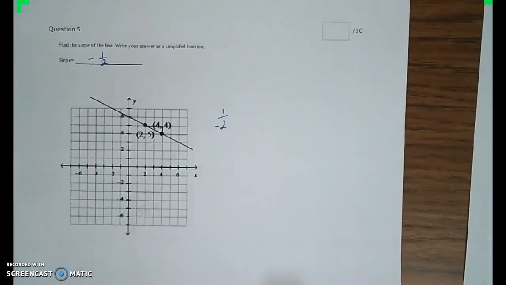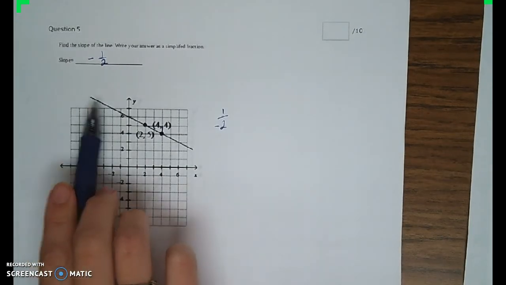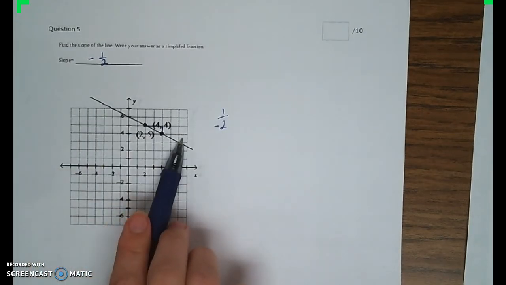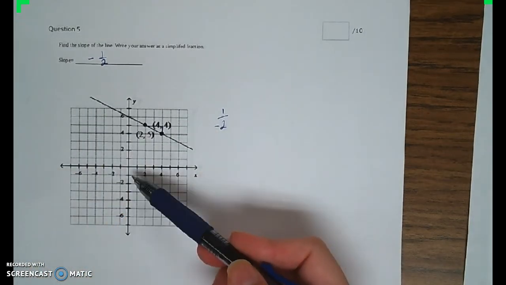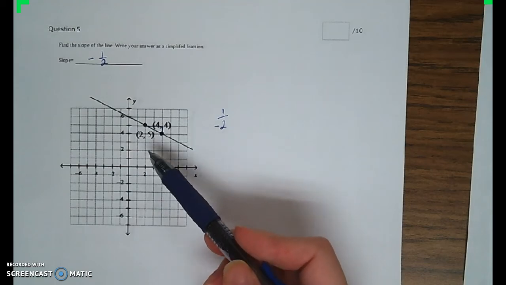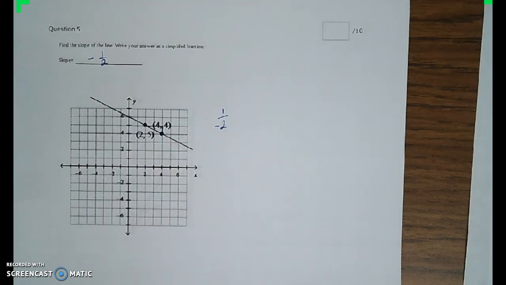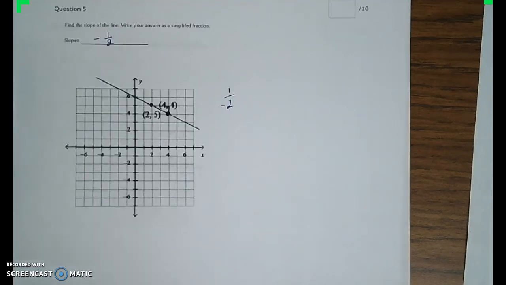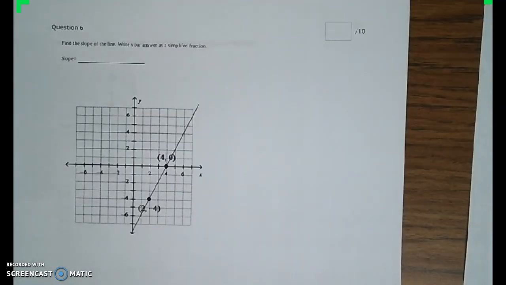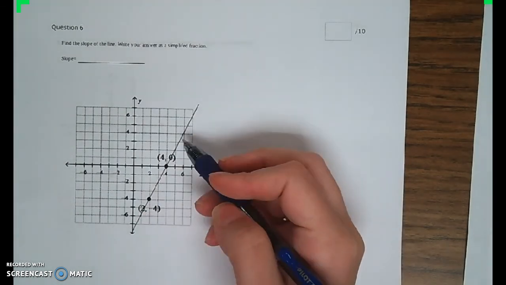Remember, you can always check yourself. Anytime that a line is slanted this way, it's always going to be negative. If it's slanted this way, then it will be positive. So in this case, you can tell it's negative just from looking at it before you do any calculations. As soon as I see this next one, I can tell that my line is going to be positive because it's slanting in the positive direction.